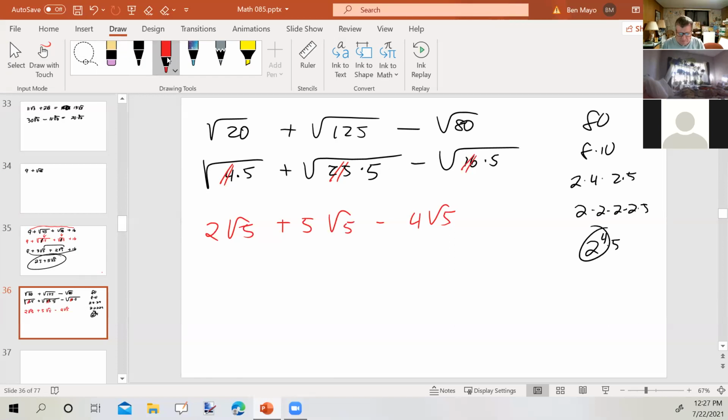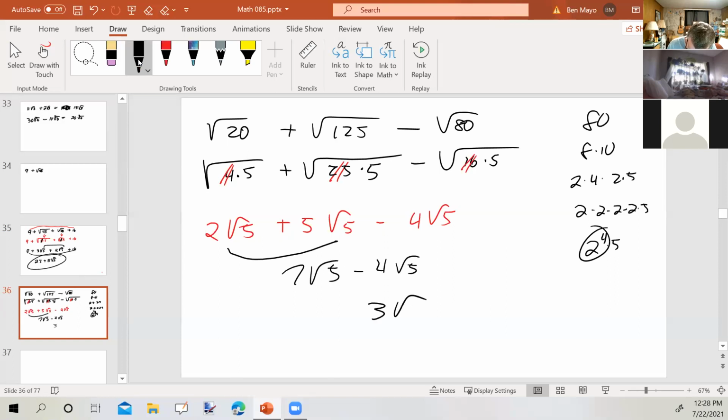Sorry about that. In my haste to try and finish on time, that's always a bad thing when I do that. So 125 is 25 times 5, not 25 times 3. That would have been 75. Now, all 3 of them are alike, aren't they? So 2 of something plus 5 of something is 7 of something. 7 of something minus 4 of something is 3 of something. Okay?